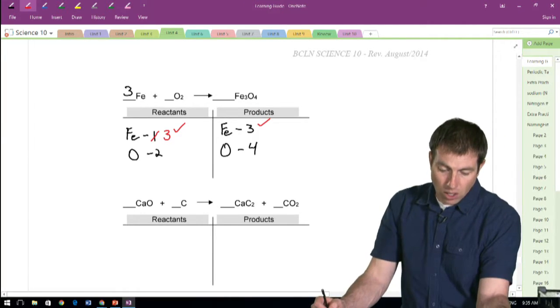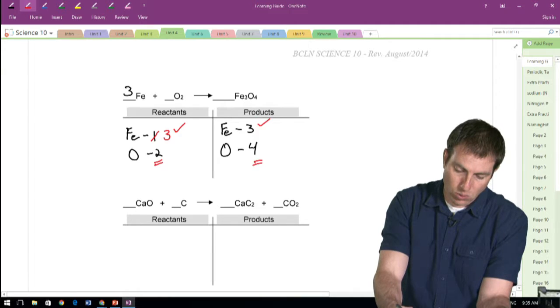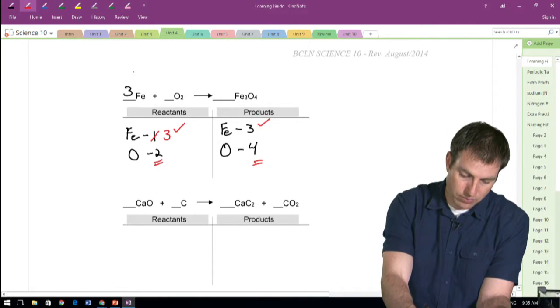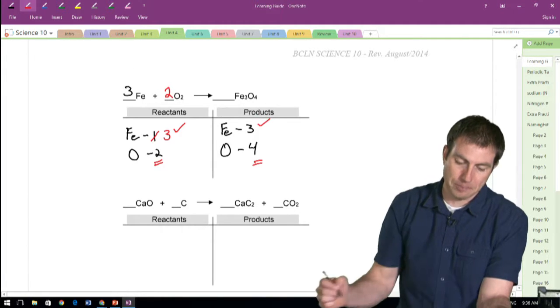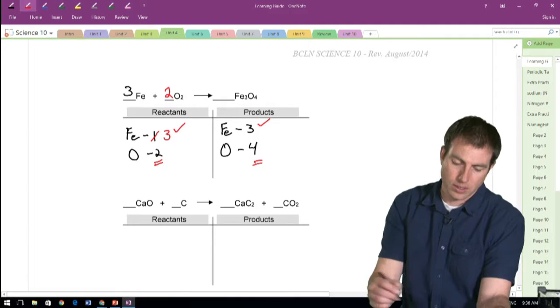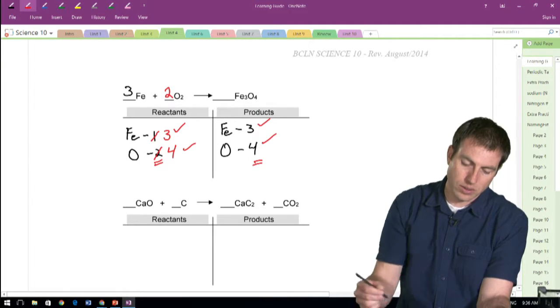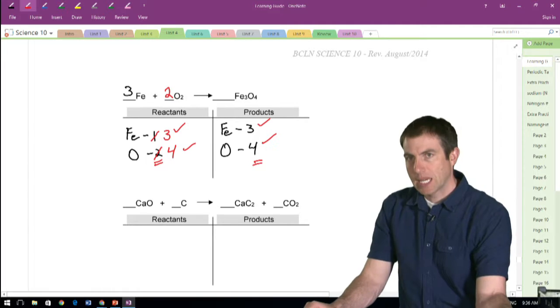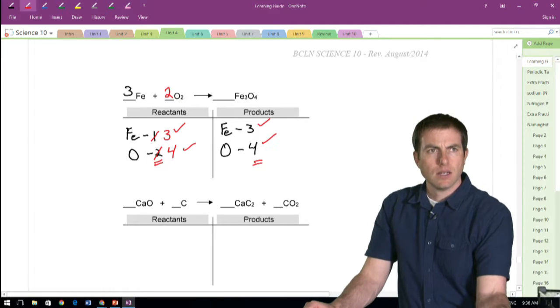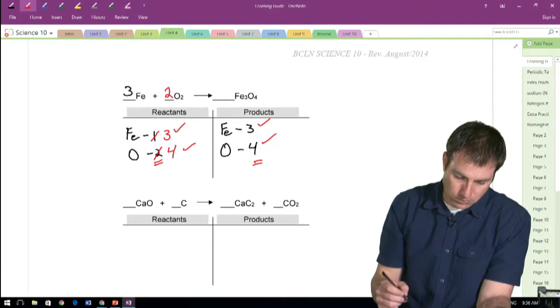Oxygen's the next thing that needs to be balanced. On my reactant side I have 2, and on my product side I have 4. I need to address that, and I have O2 there, so if I put a 2 in front of it, I get 2 groups of 2, which is 4. That changes this from a 2 to a 4, and then I have 4 and 4. 3, 3, 4, 4, she's balanced. How's that work for you there, Costin?